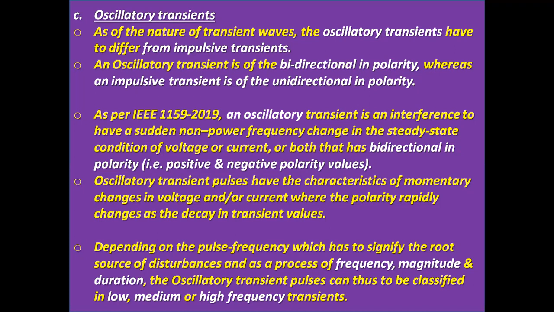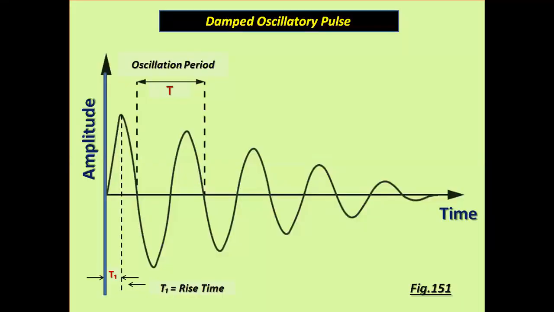Depending on the pulse frequency, which signifies the root source of disturbances, and as a process of frequency, magnitude, and duration, the oscillatory transient pulses can be classified in low, medium, or high frequency transients. Damped oscillatory pulses.